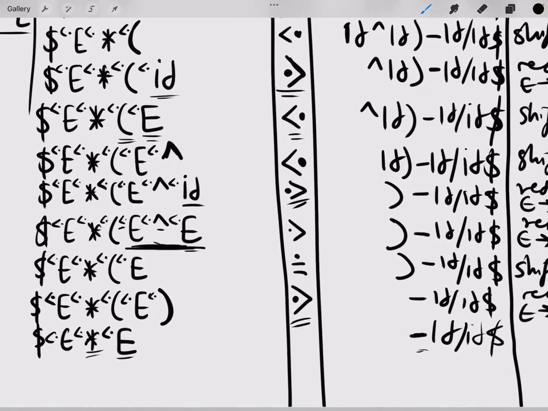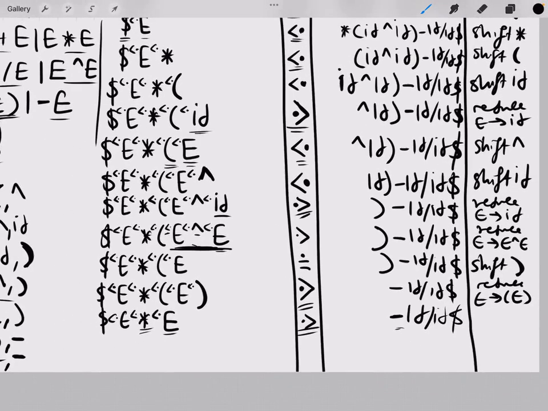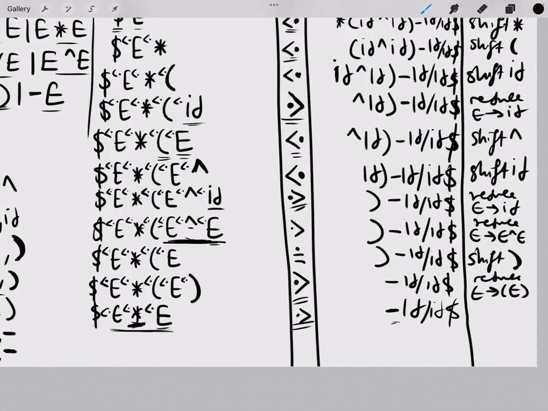We will then have this symbol again, which means we can reduce. And what is the handle? This entire thing is the handle, since this is the most important. So we reduce one more time. We have E derives E star E, and then we go back to E.